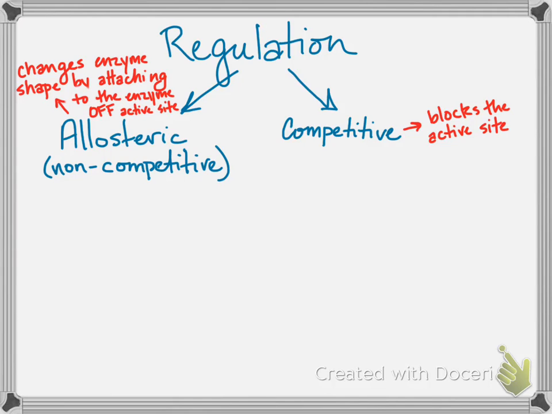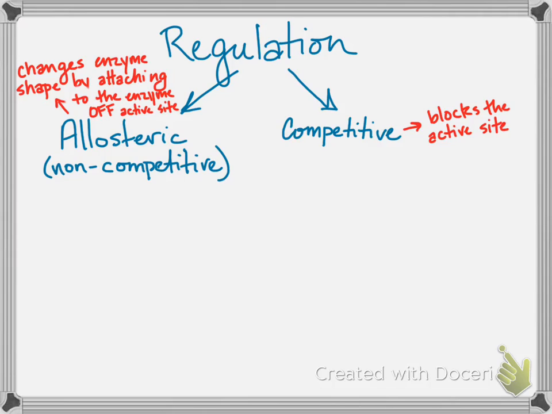or it's going to bind off the active site and change the overall shape of the enzyme. All molecules have different charges and different properties, and so they're going to interfere with that enzyme's hydrogen bonding and its shape. So it will do its regulation by binding somewhere else, anywhere else than the active site. That's what makes it allosteric.